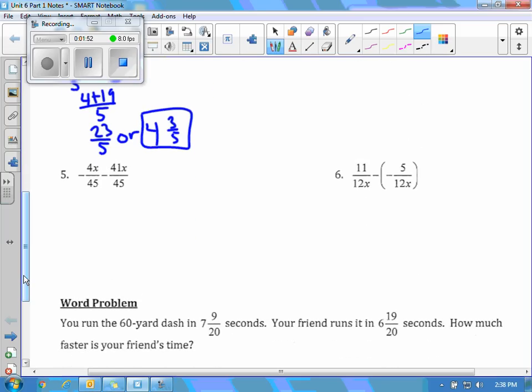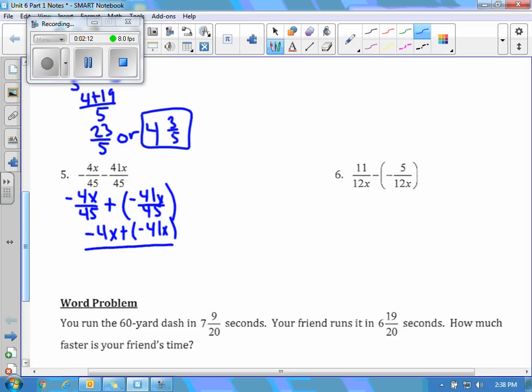Number 5, I still have a common denominator, but now I have some x's built in here, which can make it a little bit confusing. I'm going to start by rewriting this as addition. So I'm going to have plus negative 41x over 45. So now I'm just adding 2 negatives together. So I'll have negative 4x plus negative 41x. And since we already have a common denominator of 45, I can put that over 45. Now when I add those together, I get negative 45x over 45. The 45s can cancel each other out, so I'm just left with negative x as my final answer.